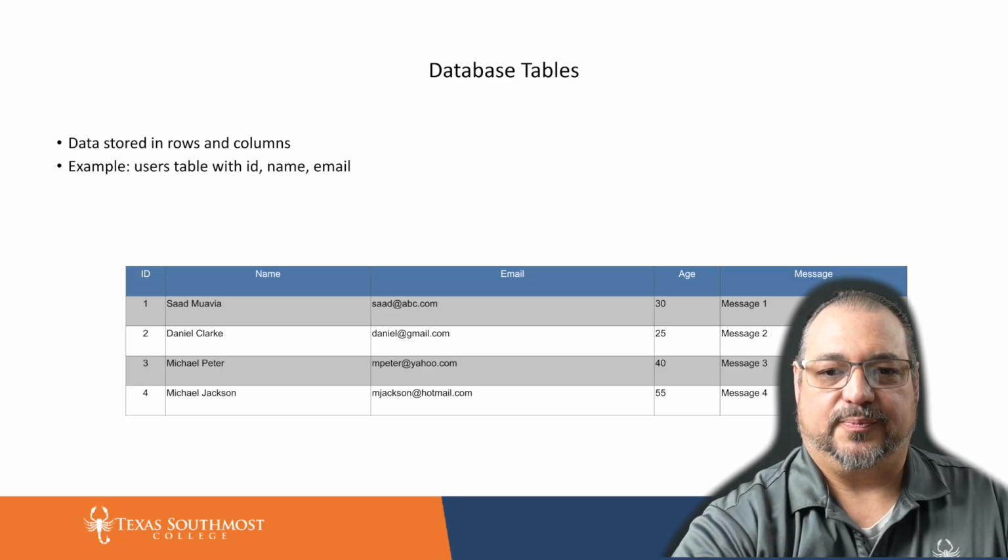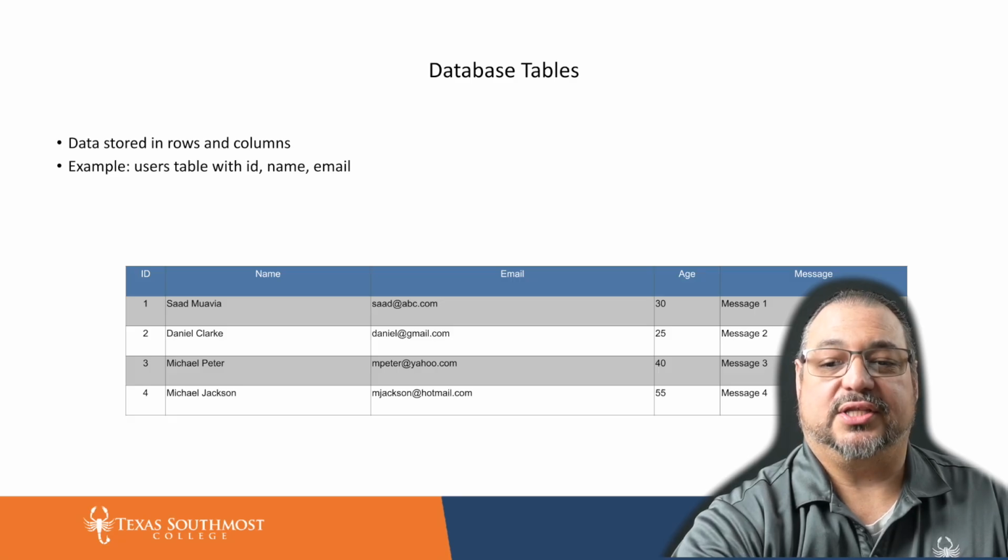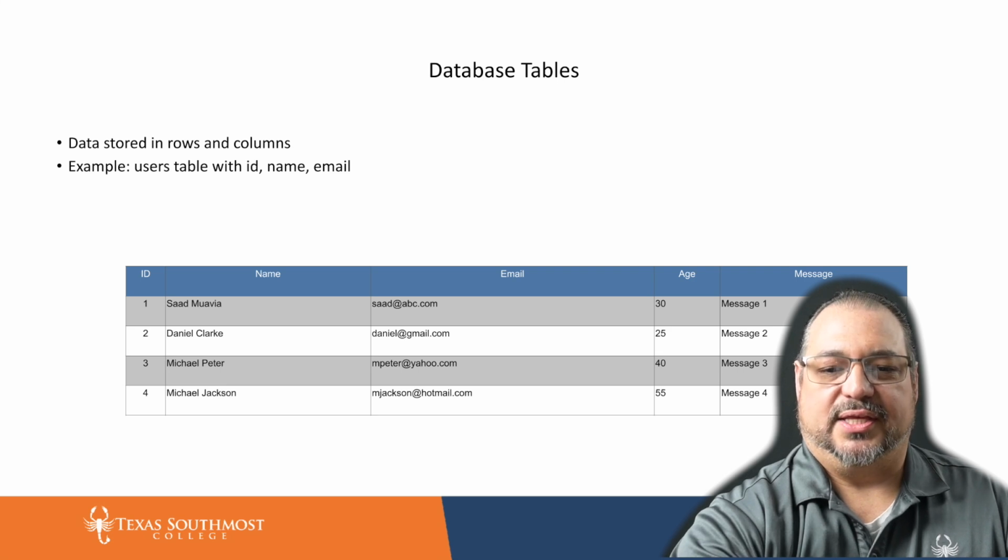Database tables. Data stored in rows and columns. Example, users table with ID, name, and email. A table consists of rows and columns and holds related records. For instance, the contact table holds feedback data from customers. This table consists of 5 columns and contains 4 records. Each row holds the same type of record with unique IDs and different values.